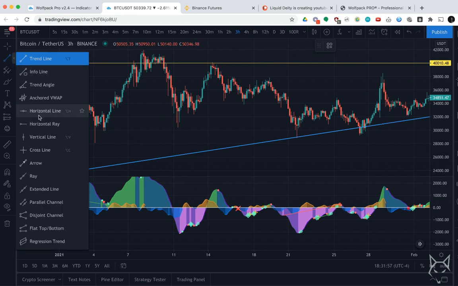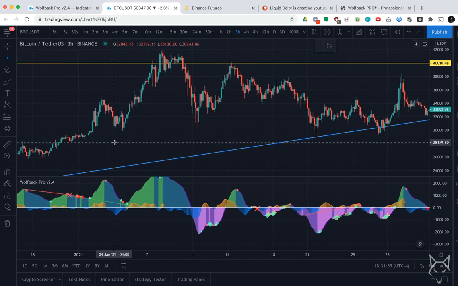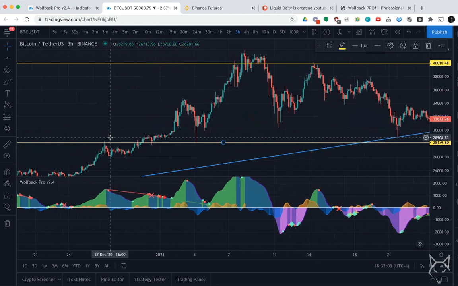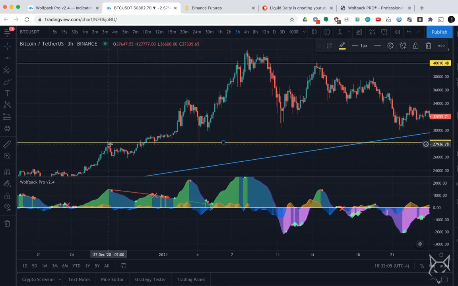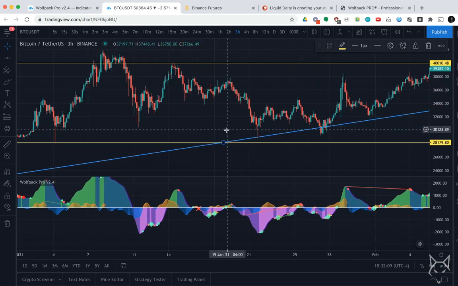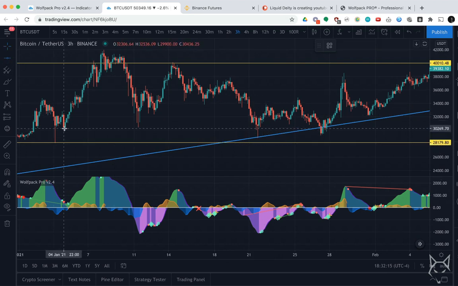All right, so here we're going to draw our horizontal lines. We dip down here. Way back here we had this wick. So we know that there is some support here during this crash. We didn't even touch it. We didn't even need that support, but we knew it would have been there for us. We also have this one here.